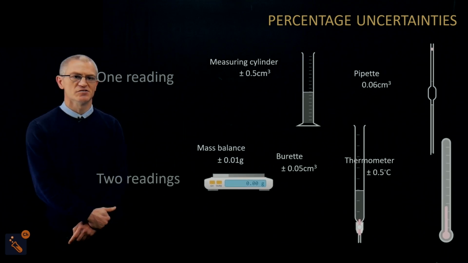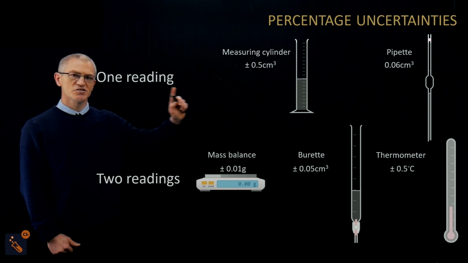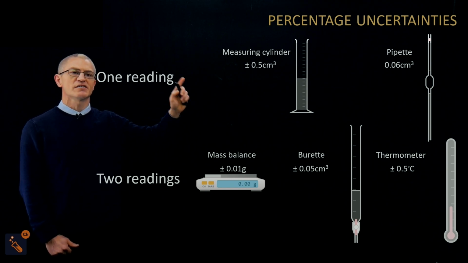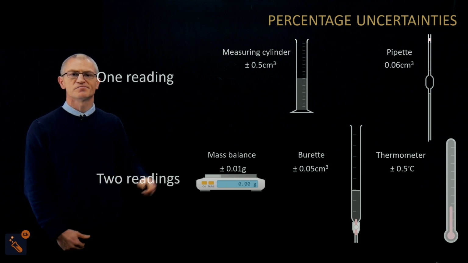If we just rearrange those right now, we can see that the ones across the top are one reading. So I just look at it and I take off what the volume is when it comes to a measuring cylinder. I just look at the pipette and I know it'll be 25 centimetres cubed if it's a 25 centimetre cube pipette, and so on.